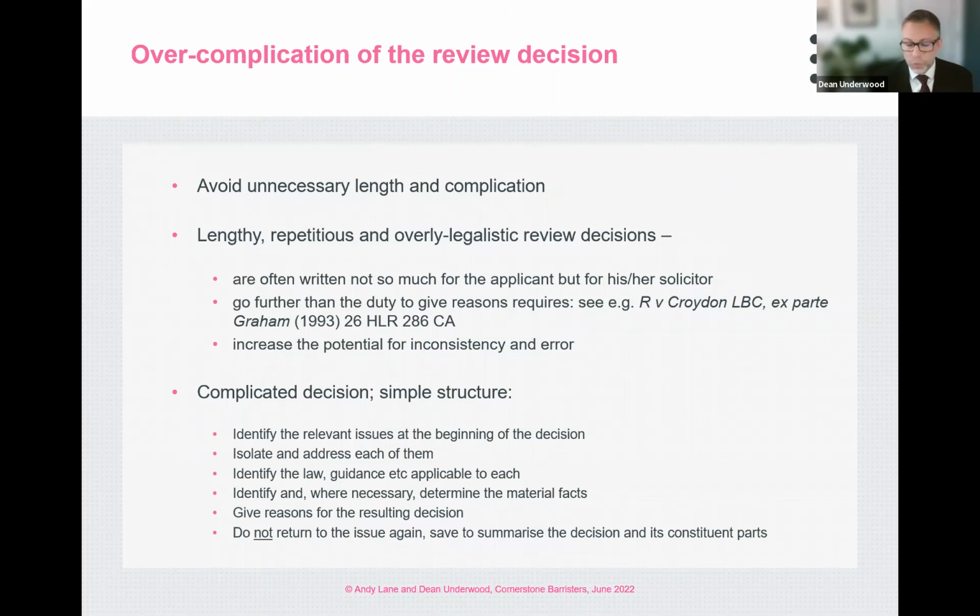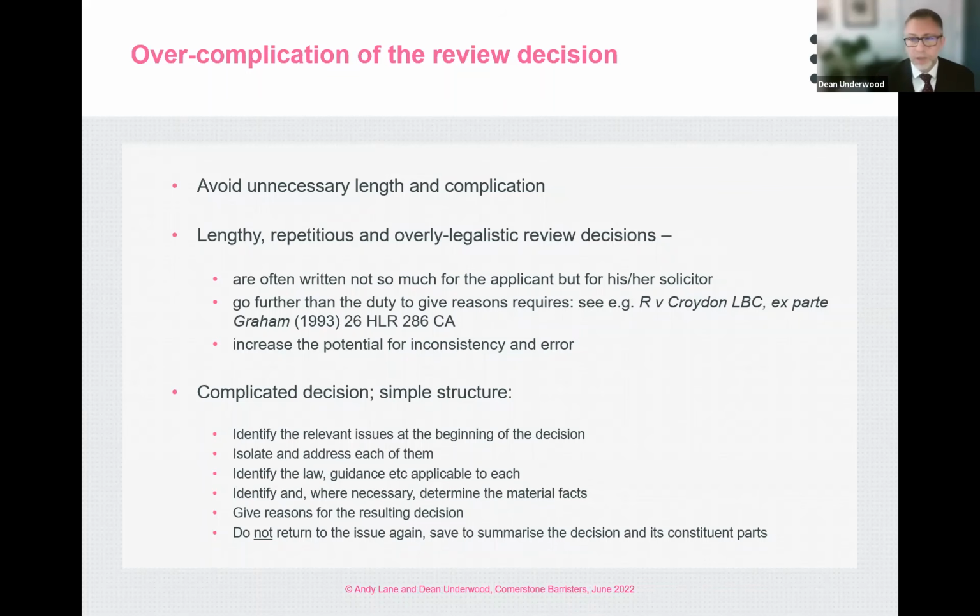And summarizing very broadly that obligation, which was explained in the case of Graham, it is a duty to give such reasons as are sufficient to enable the applicant to understand why a decision has been made against them, and to assess whether they have any realistic prospect of challenging that decision. And it goes no further than that. It's certainly not an obligation to provide the applicant or his or her solicitors with a treatise on the law that is relevant to a particular issue, although I will come back to this in a moment when dealing with the framework for making a review decision.